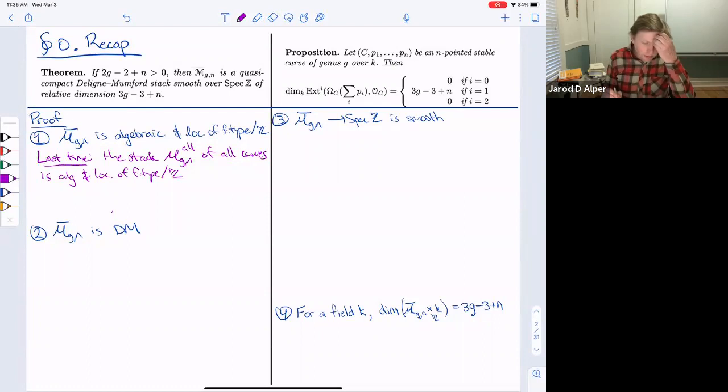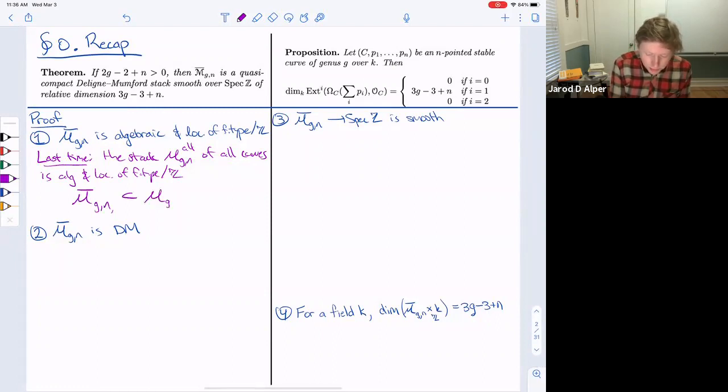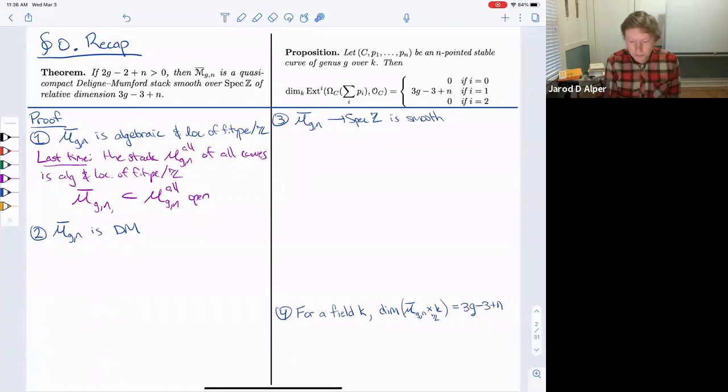Right. And then we also showed that stability was an open condition in families of curves, namely that M_{g,n} bar is an open substack of the stack of all curves. This allows us then to transfer the algebraicity and the local finite type property of the stack of all curves to the stack of stable curves. And as we mentioned last time, you don't need to work with the stack of all curves. You could just show directly that this is an algebraic stack almost in the exact same way that we showed that M_{g,n}, without the bar, was Deligne-Mumford and algebraic.